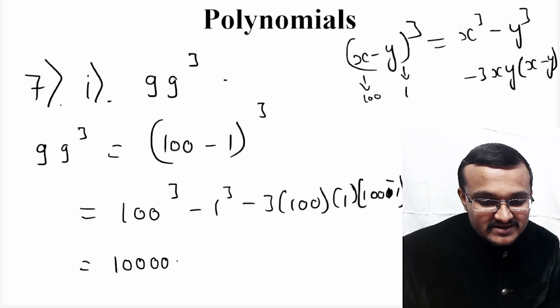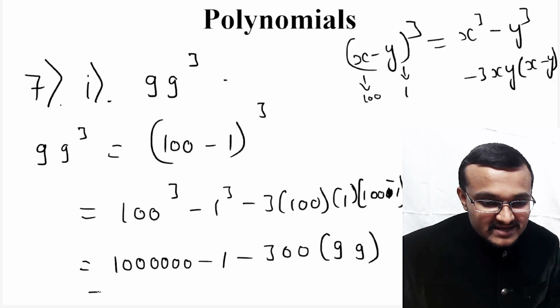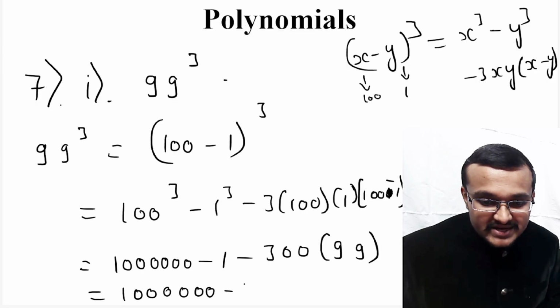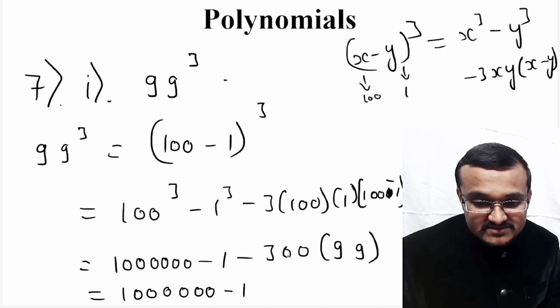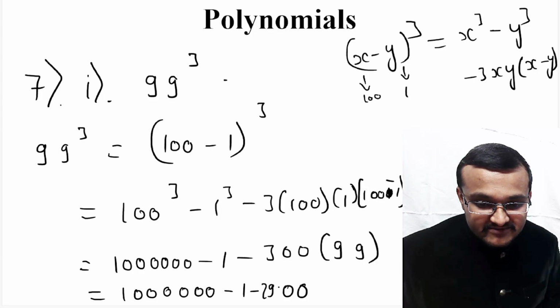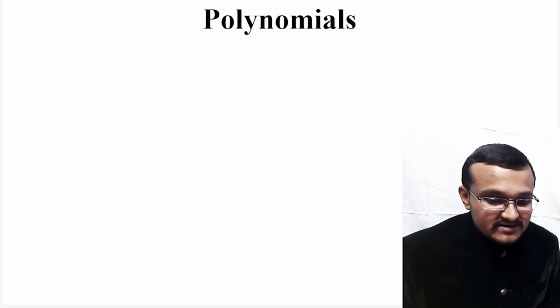So now you can solve this. 100 cube is nothing but 10 lakh, that is 1 followed by 6 zeros, minus 1 minus 3 into 100 is 300 into 99. So first I will write this 10 lakh minus 1 minus 300 into 99. So here 99 into 0, 99 into 0, 99 into 3, so 0, 0, 99 into 3, 297. So 297 followed by 2 zeros. So now you have this, you can calculate this.